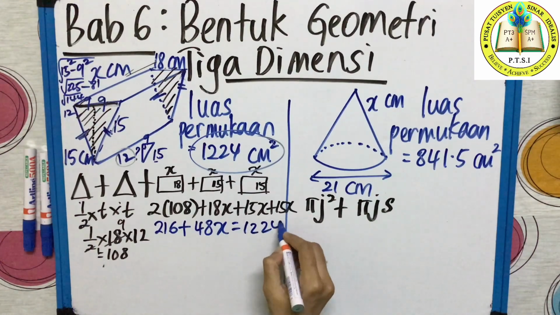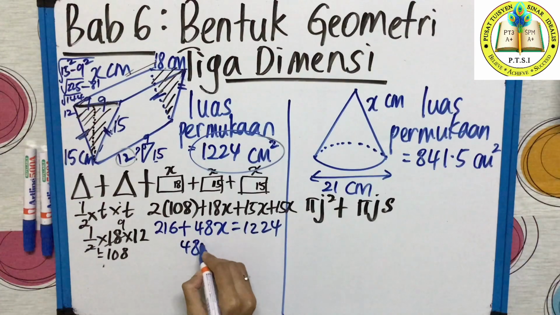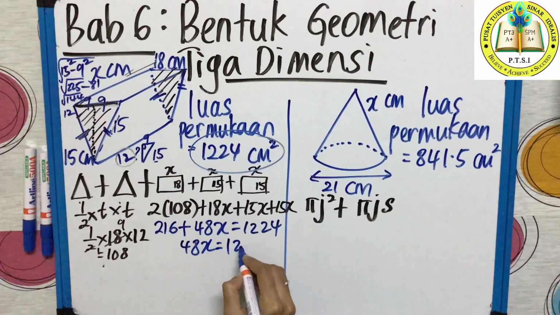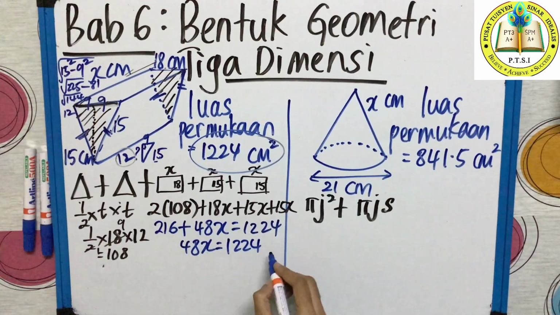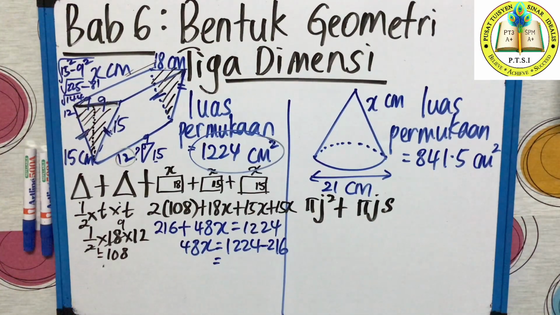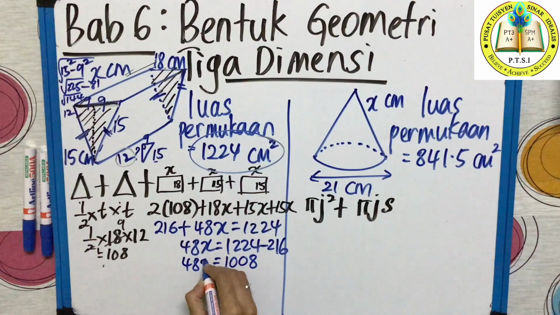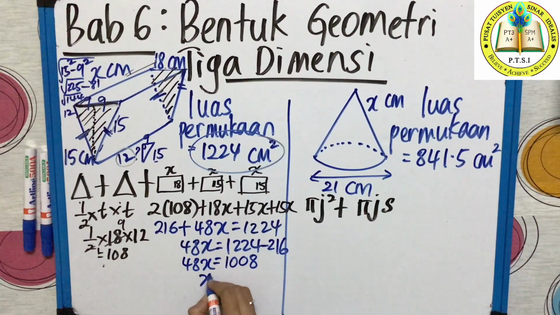1224. Now you have to find the x. So 48x, leave it here. 1224 plus 216, go there, minus 216. So 1224 minus 216, you get 1008. So 48x equals 1008. You want to get x.